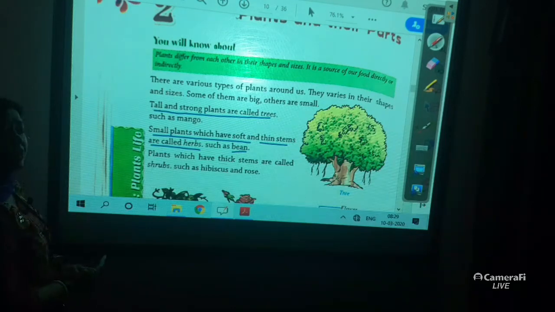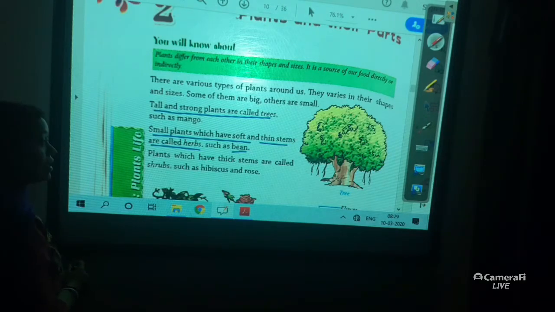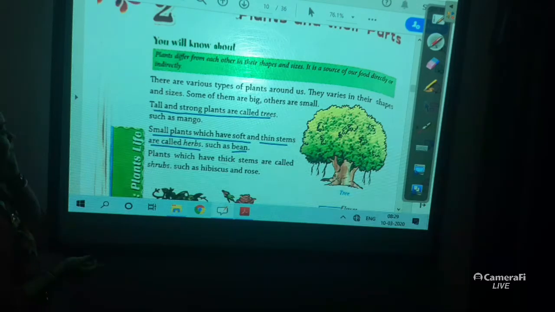And other examples of trees: the ashoka tree, the maple tree, the banyan tree, etc. Banyan means bat gachh. Ashoka means ashok gachh. Okay. Now, the second thing we will learn from here is what are herbs. Small plants which have soft and thin stems are called herbs. And an example of a herb is bean.